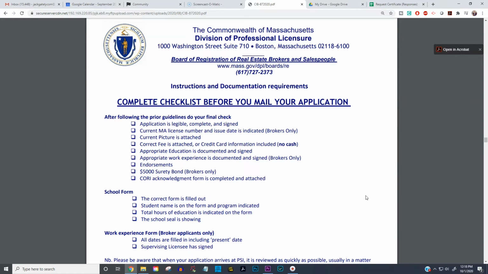The appropriate education document is signed and documented and attached. That is what we will send to you. That's the education certificate, which we sign and stamp. The endorsements, yes, you'll need those. We'll talk about those in a second. And you'll need your CORI acknowledgement form.